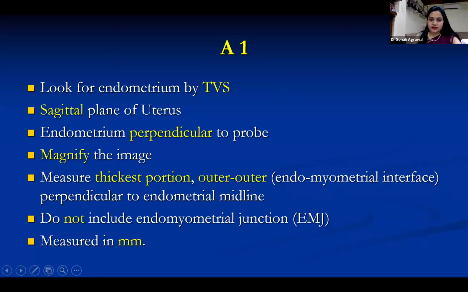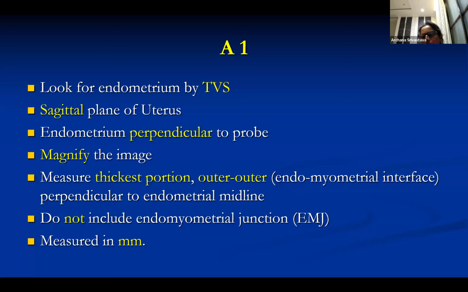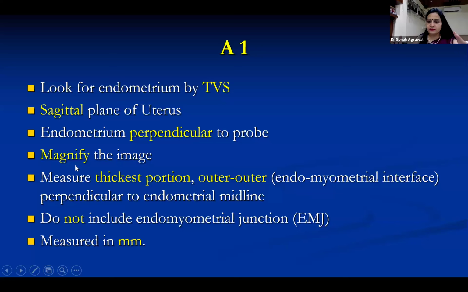So these are the points for the endometrium by transvaginal ultrasound. It should be in a sagittal plane, and the endometrium, when we are measuring it, should be perpendicular to the probe. Its image should be magnified. This is a very important point. We should magnify the image, and we measure the thickest portion, outer to outer, perpendicular to the endometrial midline, and we do not include the endomyometrial junction, and we measure in millimeter. So very well pointed out by Dr. Nidhi.